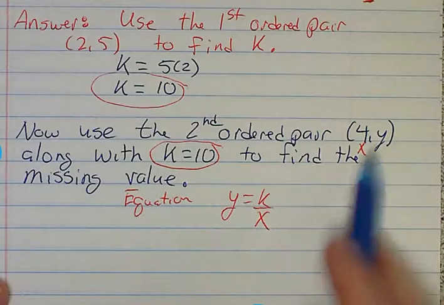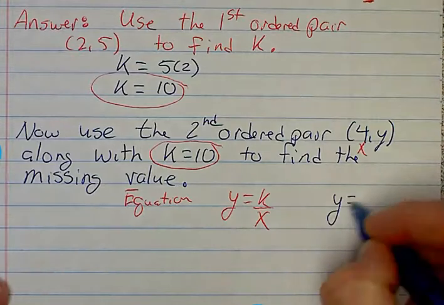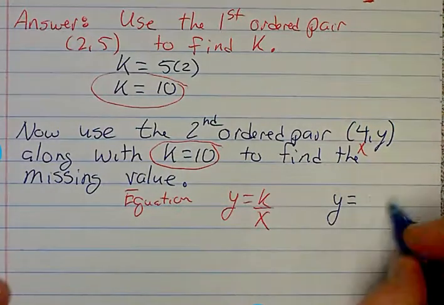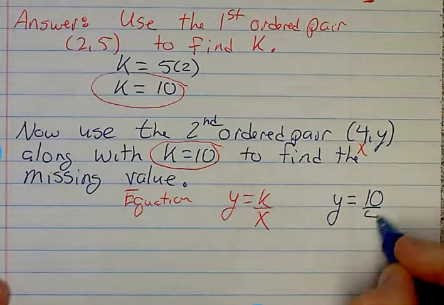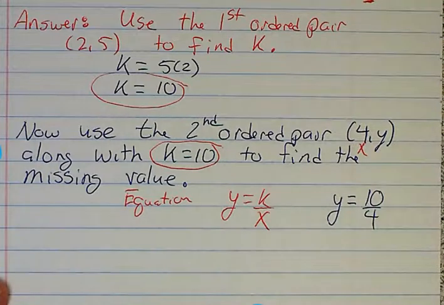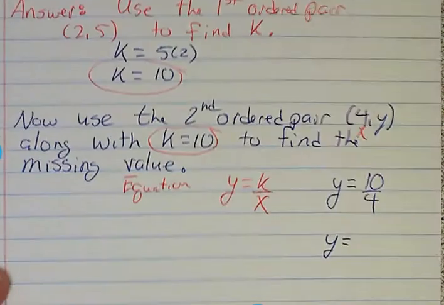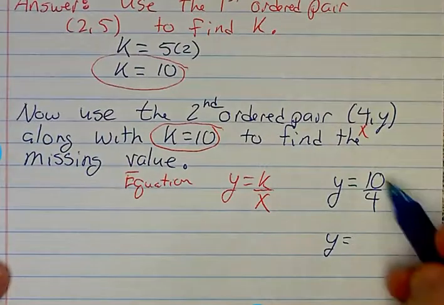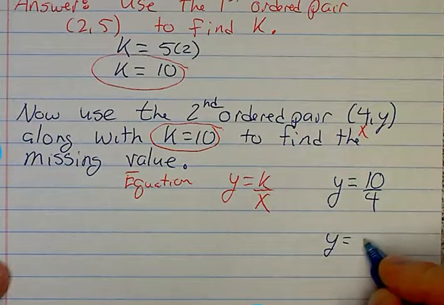Okay, so plugging everything in. Y is y, so it stays where it is. The k value is 10. The x value is 4. So now you're just going to simplify 10 over 4. And in that case, if you want to make that a decimal, that's one of those times where you could leave it. You could divide them both by 2 and make it 5 over 2. But for this part, let's just go ahead and divide it out and get that the y value would be 2.5.